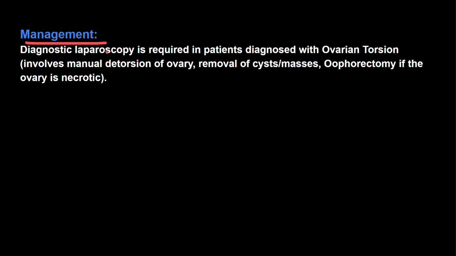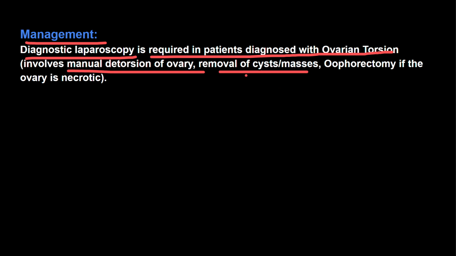When it comes to management, a diagnostic laparoscopy is required in patients diagnosed with ovarian torsion. And what this will involve is manual detorsion of the ovary and removal of any cysts or masses, because these will increase the risk of recurrence of ovarian torsion. And an oophorectomy may be done if the ovary is necrotic. And that is ovarian torsion.